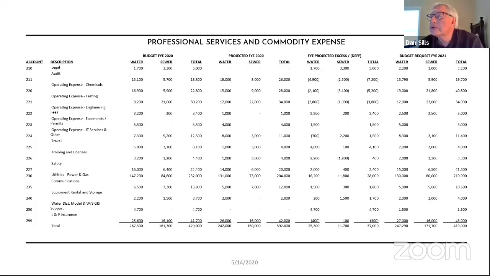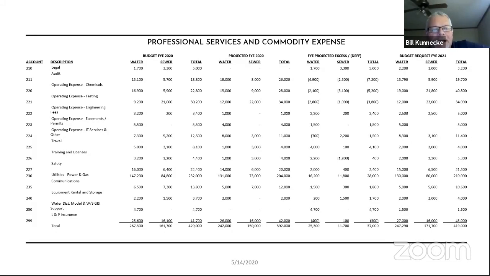Your next one is 227. Yeah, the safety numbers are quite a bit higher. It's the number that totals 21,500, and that includes the uniform expense. We pay probably $270 to $300 a month for uniforms, if I'm not mistaken. It's just a lot of money.